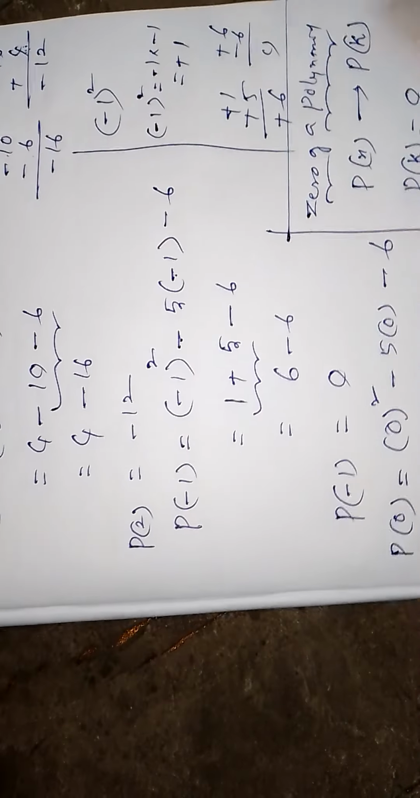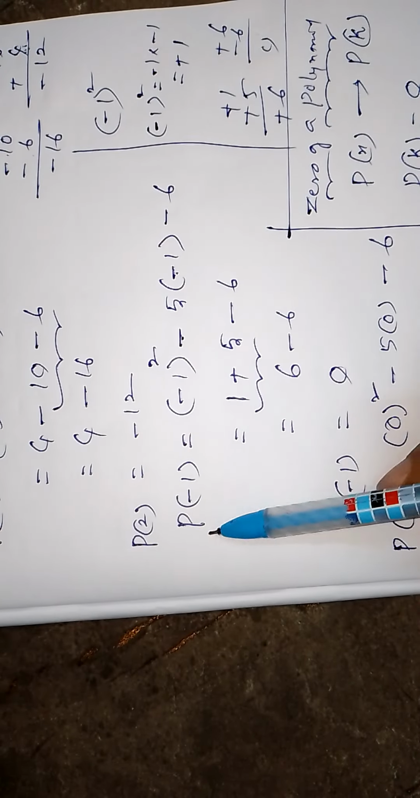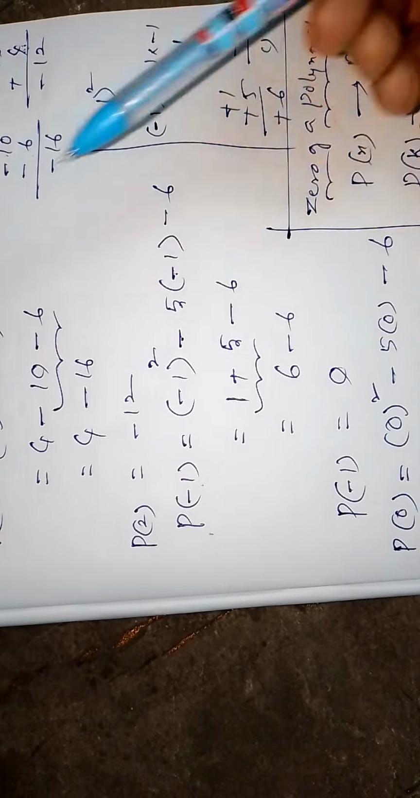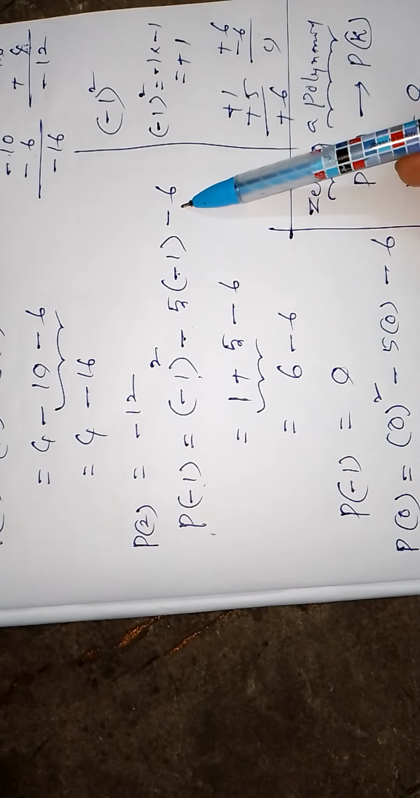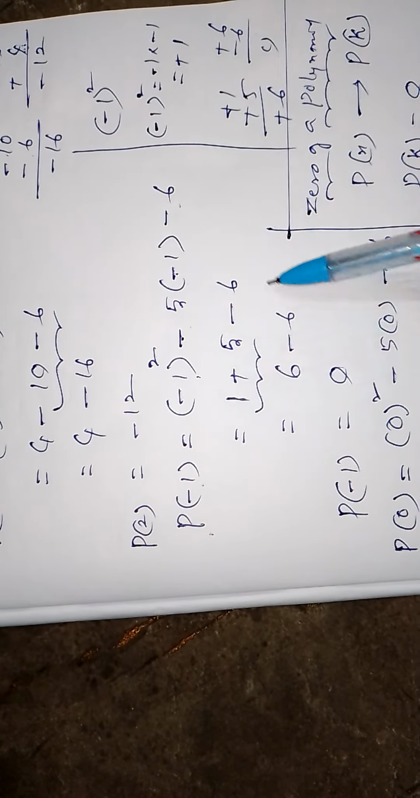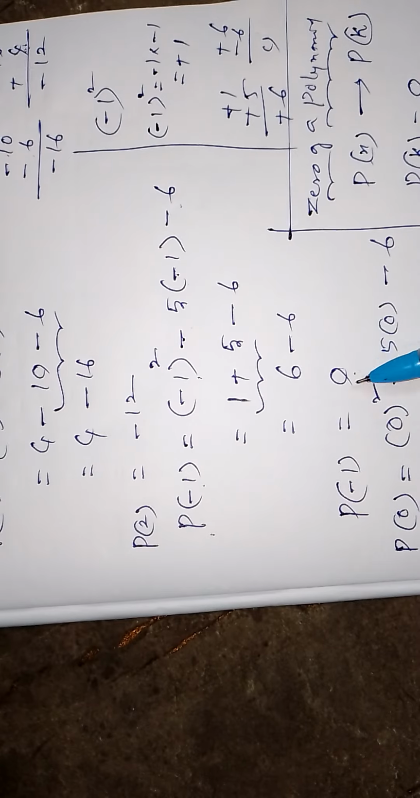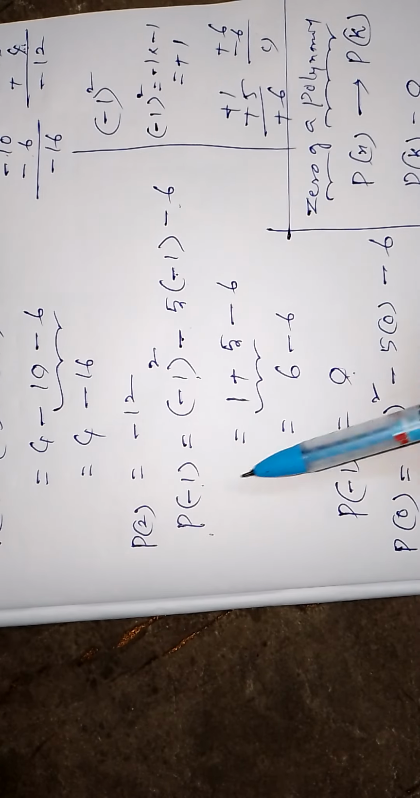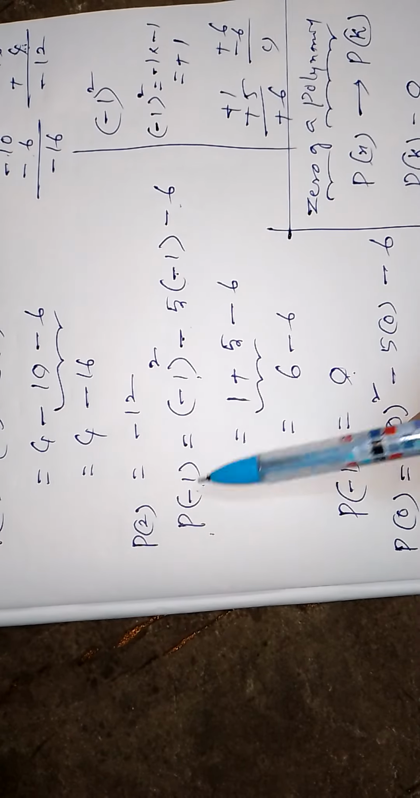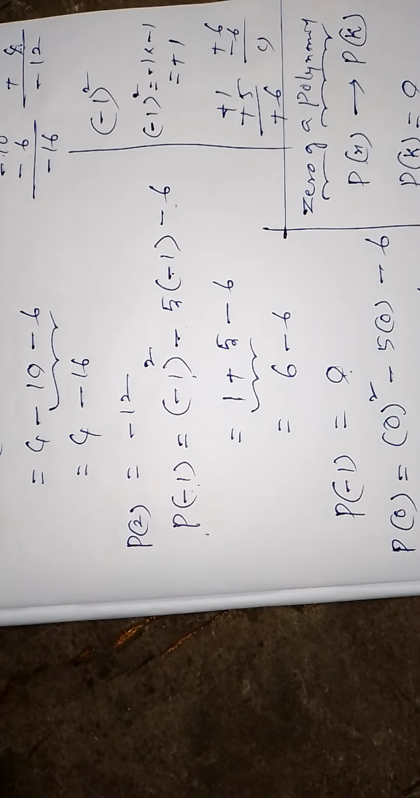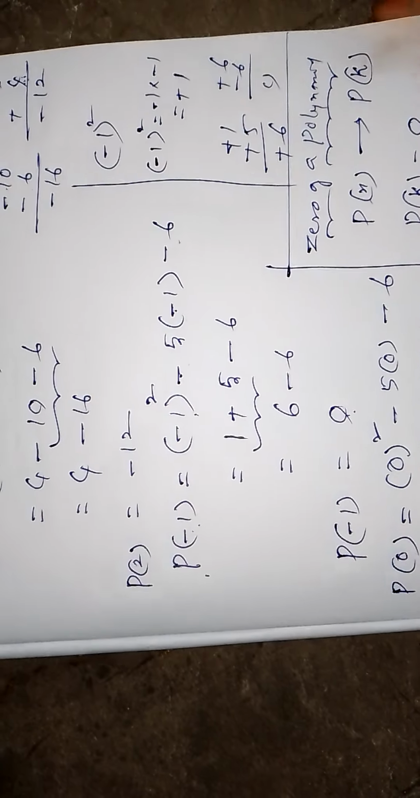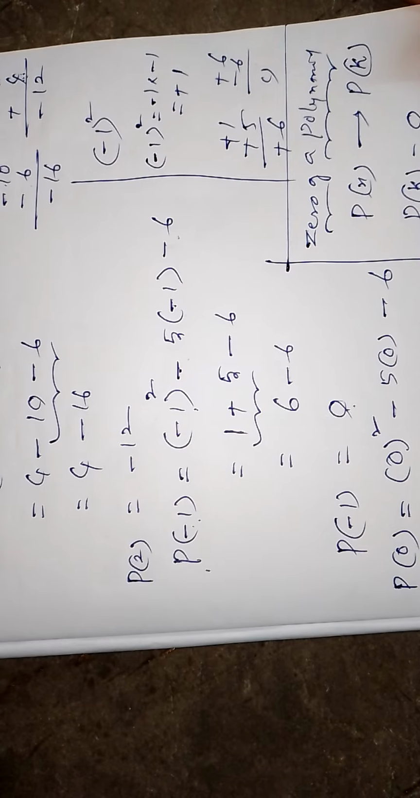By seeing this example, here I substituted x equals minus 1 in the polynomial x square minus 5x minus 6, and I got the value of the polynomial as 0. So in this polynomial, x equals minus 1 is the zero of the polynomial. I hope you understand this concept: what is the value of a polynomial and the zero of a polynomial.